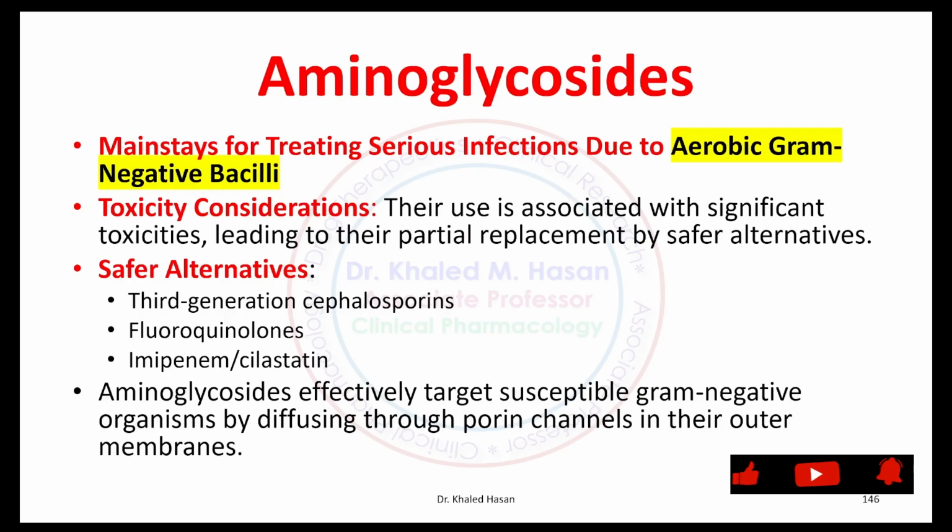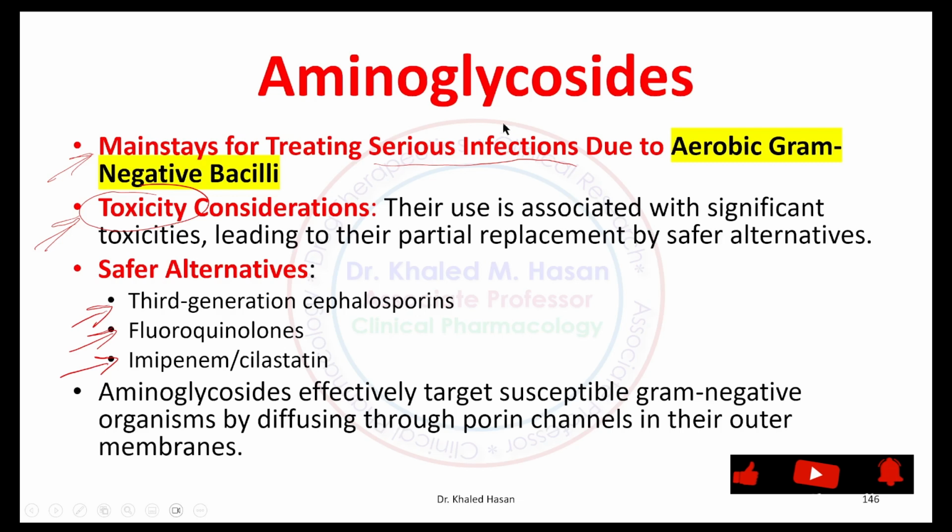Now speaking about some more detail about aminoglycoside. As we already covered in a previous slide, aminoglycoside is considered the mainstay of treatment for serious infections due to aerobic gram-negative bacilli. For example, Klebsiella, Pseudomonas, we use aminoglycoside. We need to take toxicity into consideration. For example, this medication may cause ototoxicity or nephrotoxicity. Due to that toxicity, aminoglycoside is not considered the first choice. We have some alternative options. For example, we can use third generation cephalosporin, fluoroquinolones, or imipenem, cilastatin as alternative options.